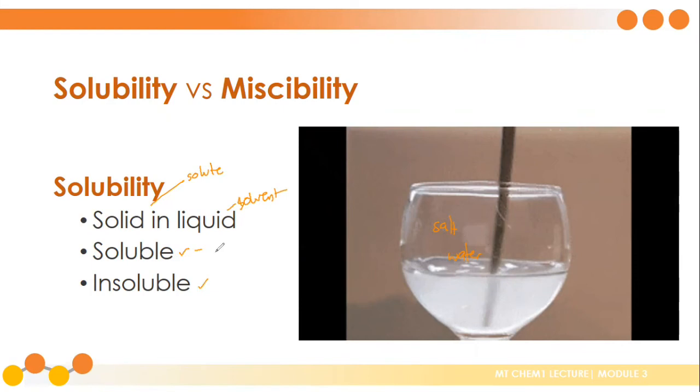Soluble means that the solute dissolved in our solvent, just like what is shown in this picture. Insoluble, on the other hand, means it did not dissolve. Soluble means that the solid in the liquid dissolved, while insoluble means that the solid in the liquid did not dissolve. What is its difference with miscibility?